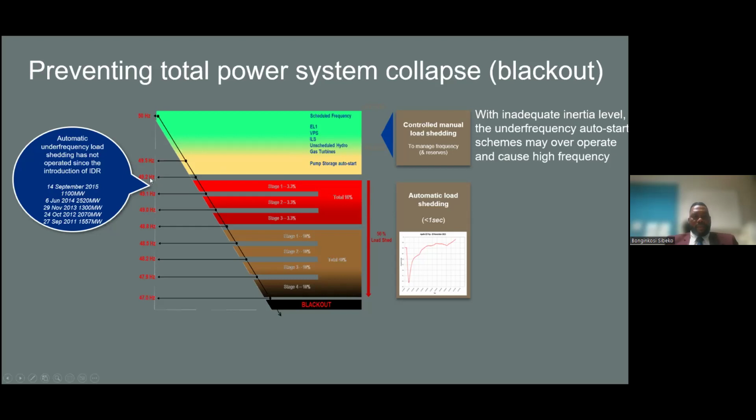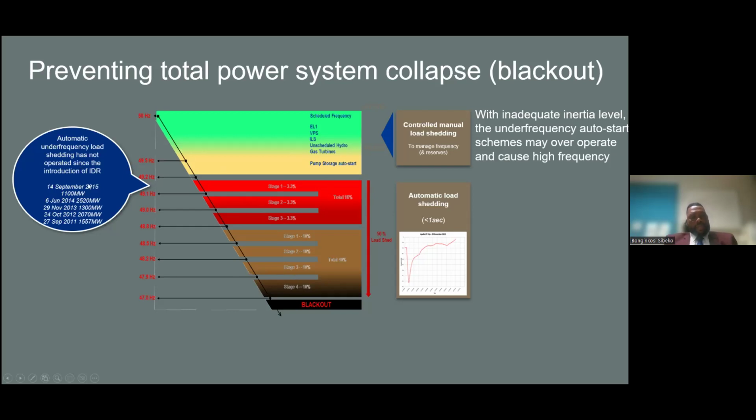Then below we have UFLS, the under frequency load shedding scheme. That kicks in at around 49.20. Thereafter, there are also other under frequency load schemes up until stage 4 of that. All of these are automated. The last time we triggered this UFLS at 49.20 was in 2015.